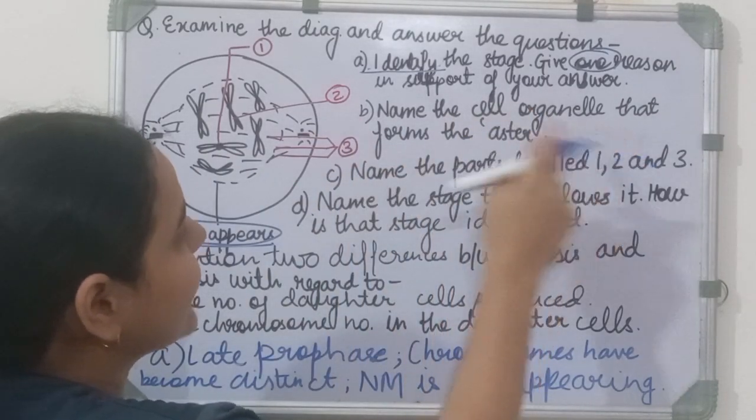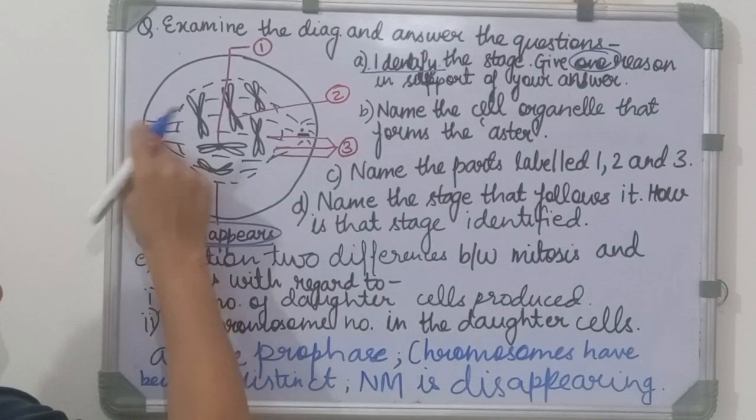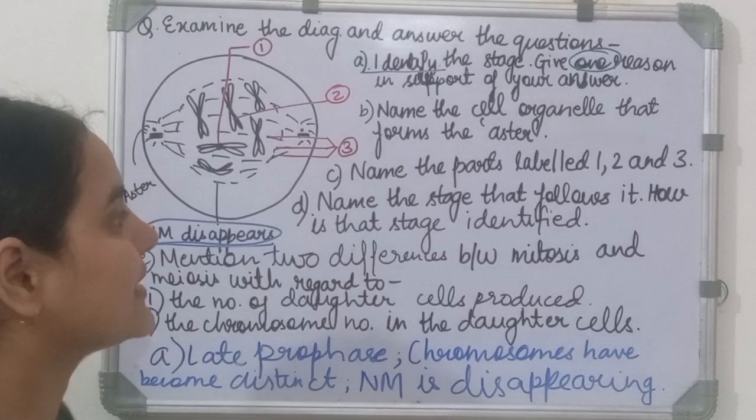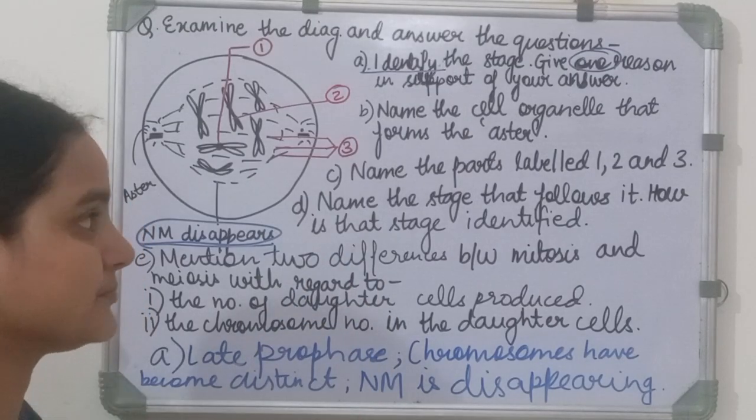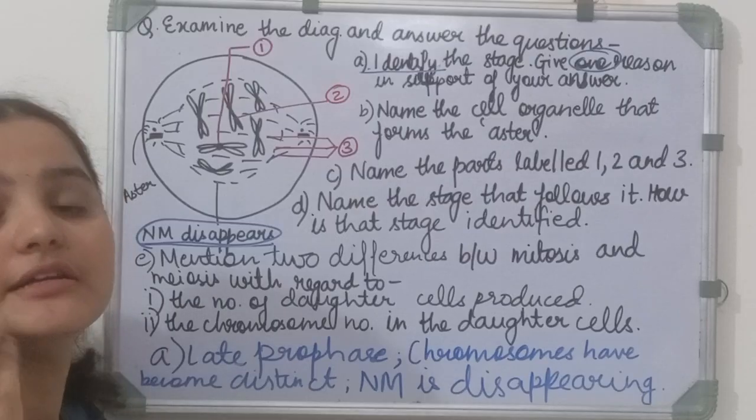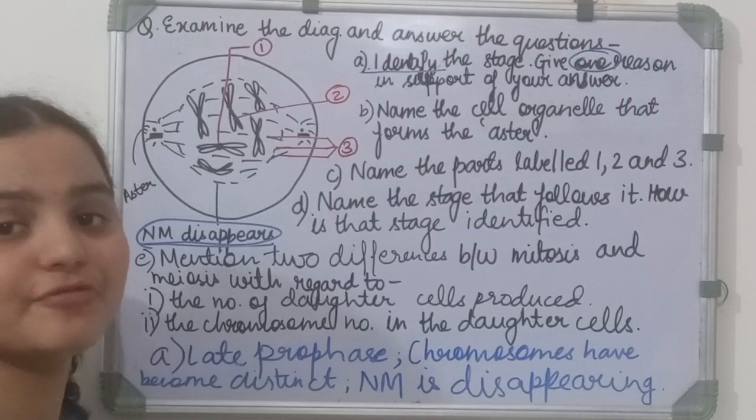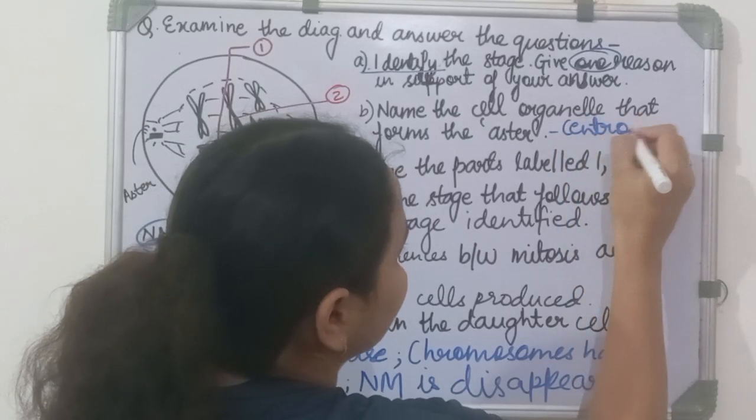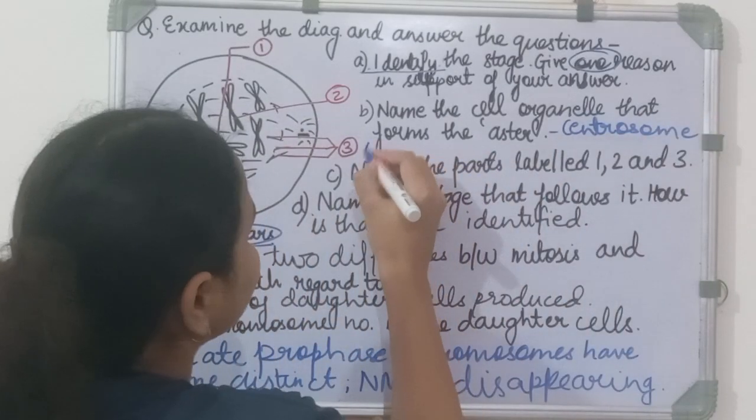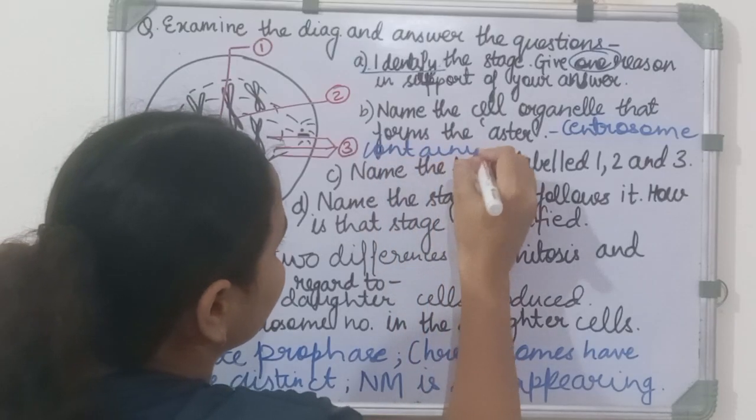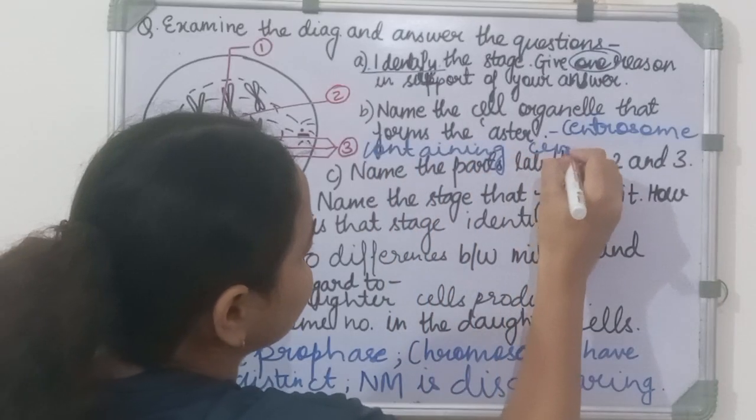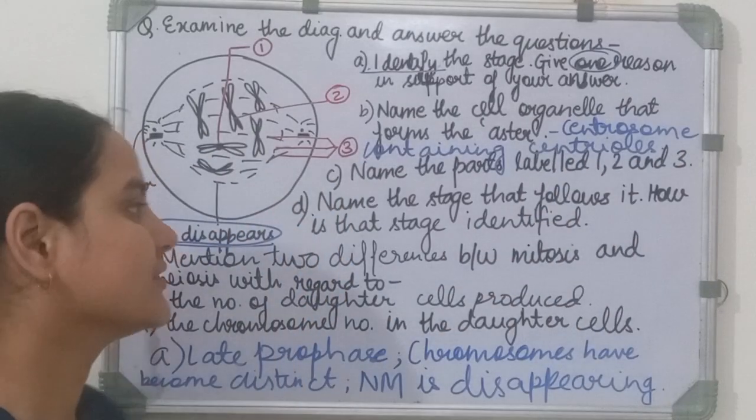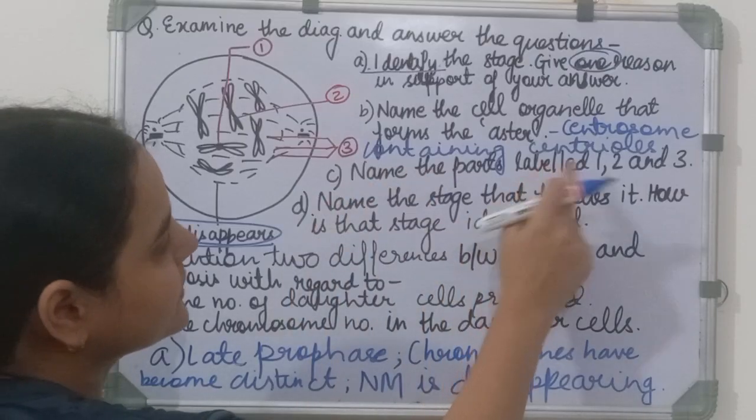Name the cell organelle that forms the asters. The rays that are coming from the centrosome are known as aster. So the question is asking for the organelle which forms this aster. Centrosomes containing centrioles form the aster. So let's write centrosome containing centrioles. They form the asters. Now next part, name the parts labeled 1, 2 and 3.